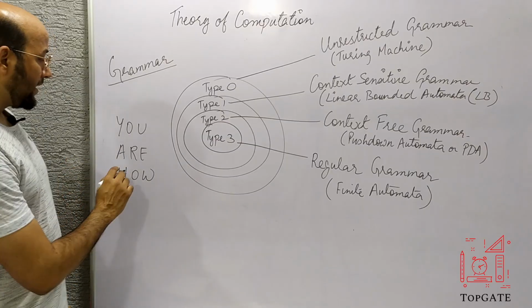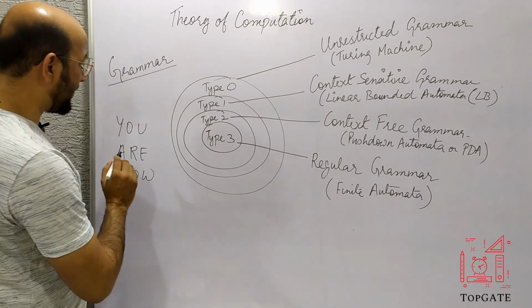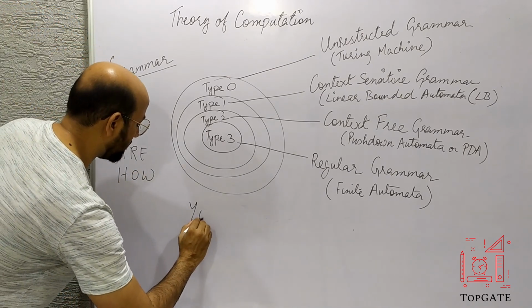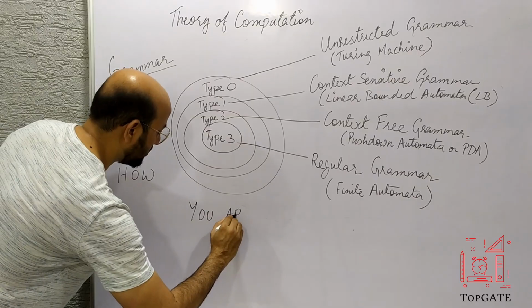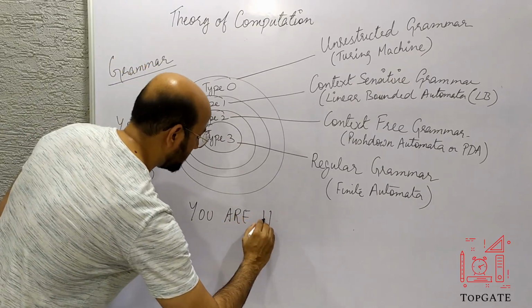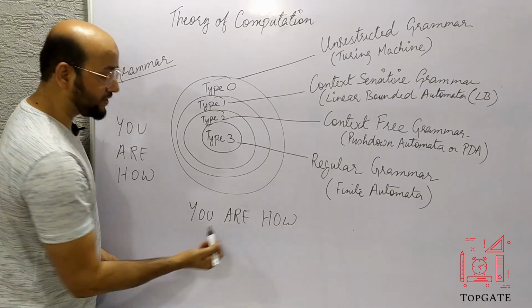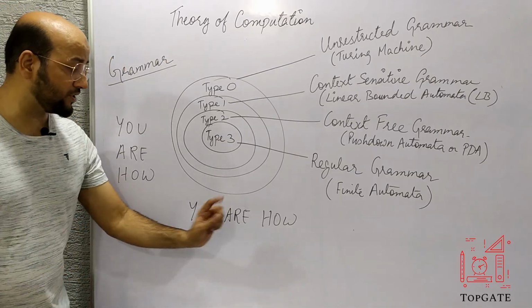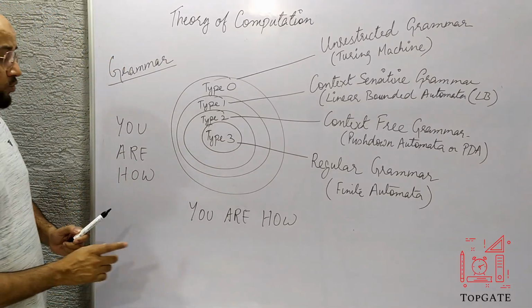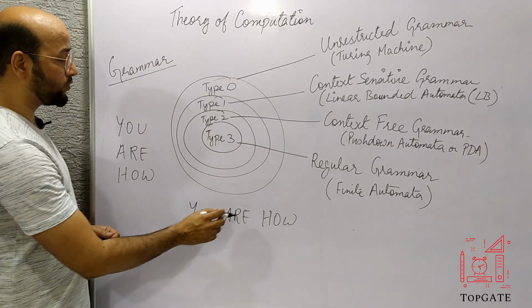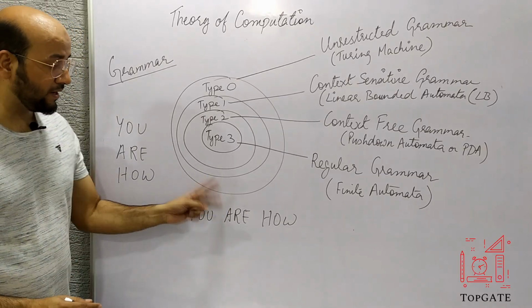Correct? Now, if I try to make a sentence out of these words, suppose I write: you are how. Now, does this make any sense? No, this does not make any sense. Why? Because we haven't used the rules of the grammar in this. If I use the rules of grammar in this one, then only this can be made understandable.